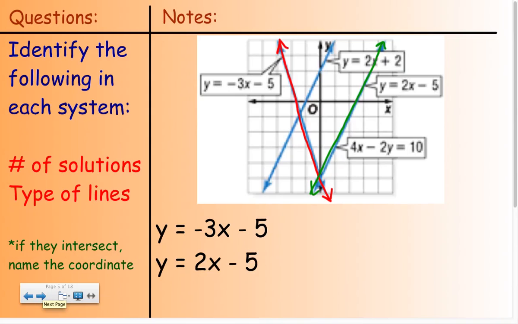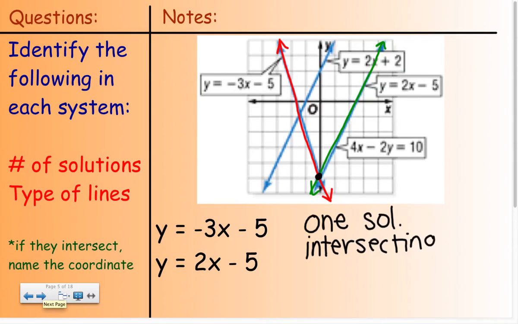Okay, so what do you notice about this line? How many solutions does it have? Well, it intersects right here, so there is one solution. Then it says the type of lines, well, they're intersecting. And then it says, if they intersect, name the coordinate. So we need to name that coordinate point.